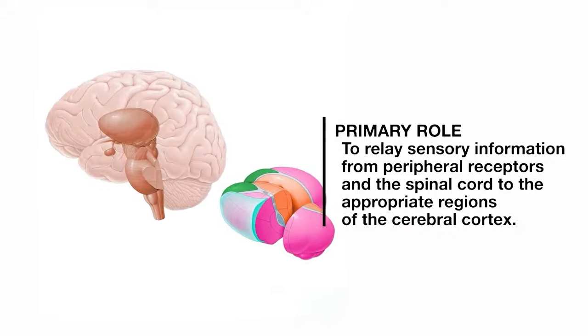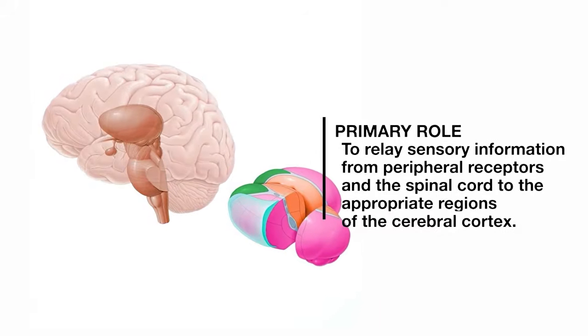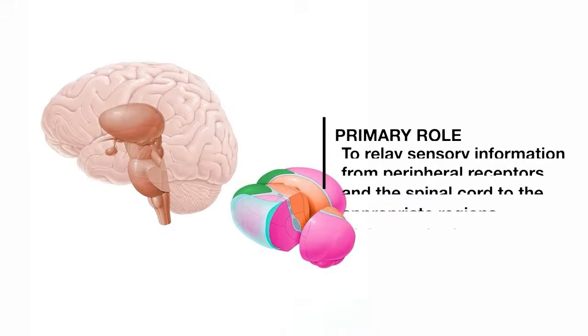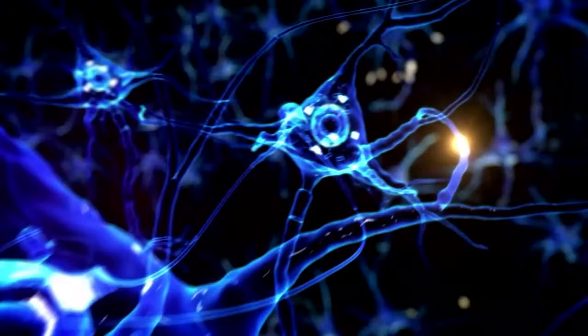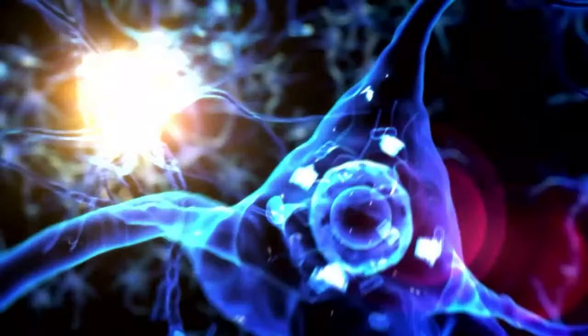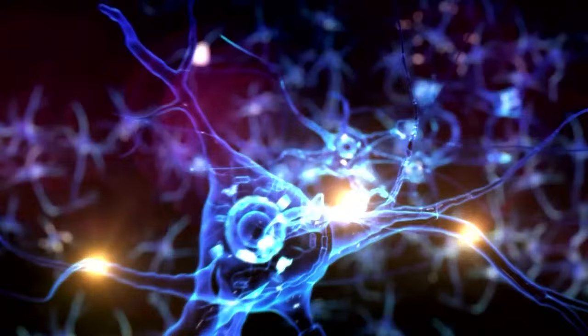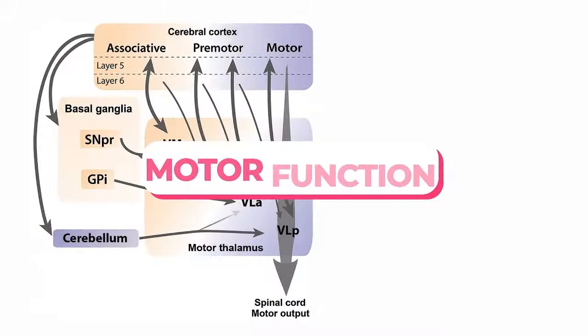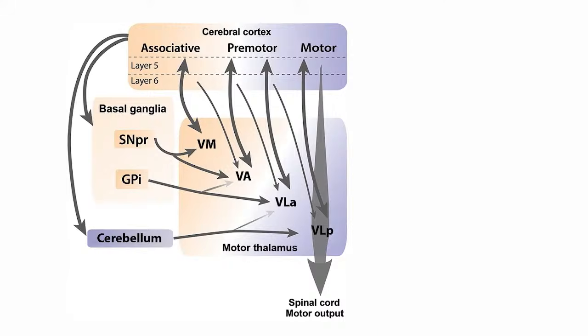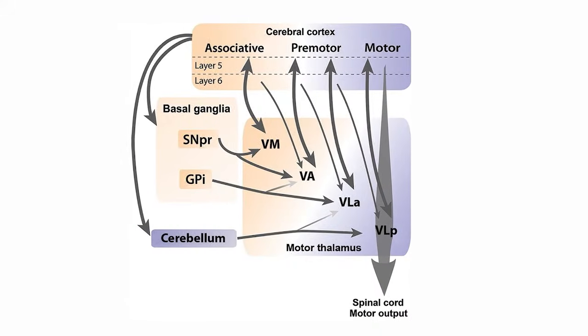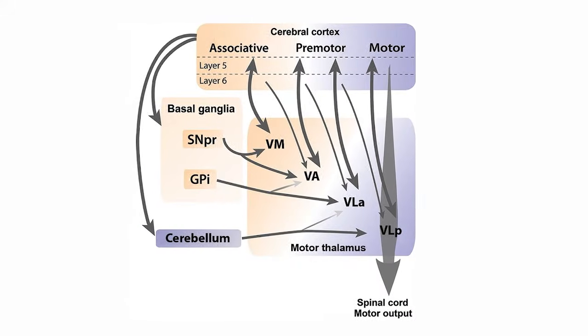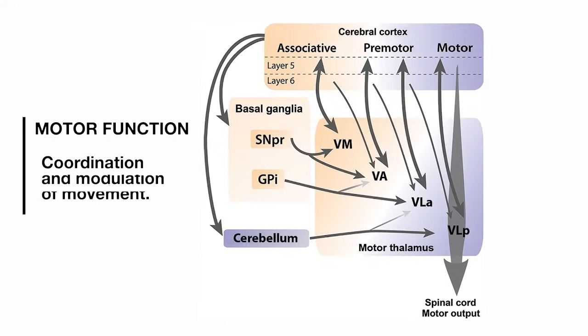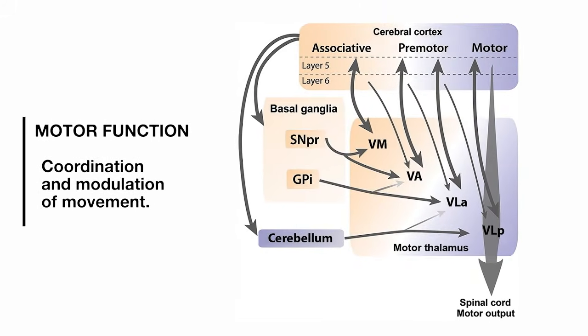Spinal cord to the appropriate regions of the cerebral cortex. It processes and transmits inputs from all the senses, except smell, to associated cortical areas. Motor functions. The thalamus also receives information from the cerebellum and basal ganglia and relays it to the motor areas of the cerebral cortex, aiding in the coordination and modulation of movement.